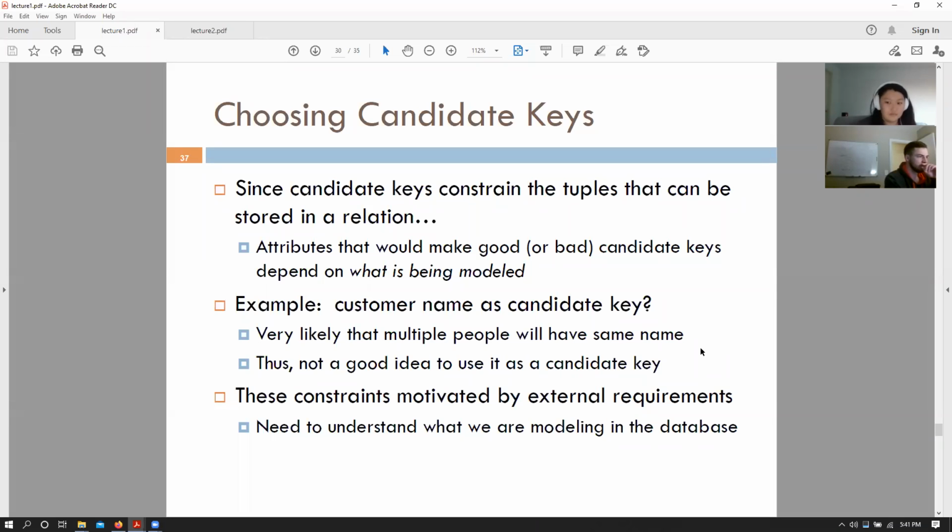So it depends upon the use case, and we really do not want a candidate key that can potentially have duplicate values, right? Okay. Any questions?